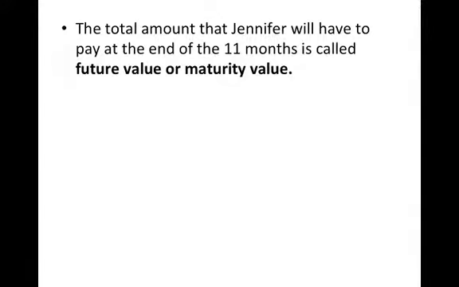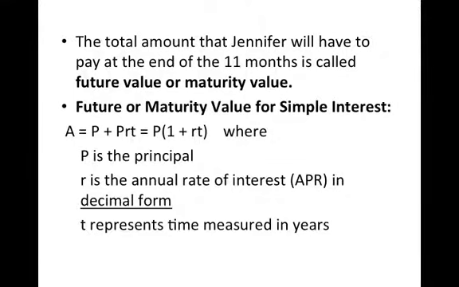The total amount that Jennifer will have to pay at the end of the 11 months is called the future value, or I like to think of it as future amount because we use a capital A to represent it, or maturity value or maturity amount. So A is going to equal P plus P times R times T. PRT is interest, so it's just principal plus interest. You also could factor out the principal amount and do principal times 1 plus RT, where P is the principal, the initial amount invested, R is the annual rate of interest in decimal form, and T, as always, is time measured in years.